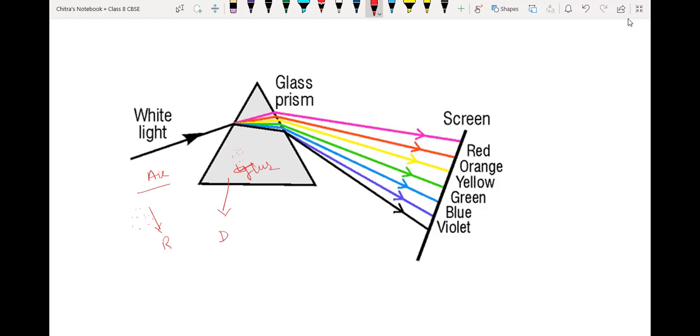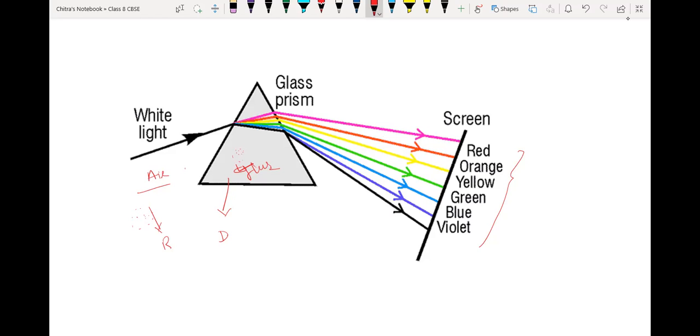So the refractive index from air to glass is different for different colors of light. The red color bends the least and the violet color bends the most. All the colors of the spectrum have different velocity in the glass. That's why their angle of refraction is also different. So the angle of refraction for violet light is highest and for red light is least. That's why they disperse into 7 different colors.